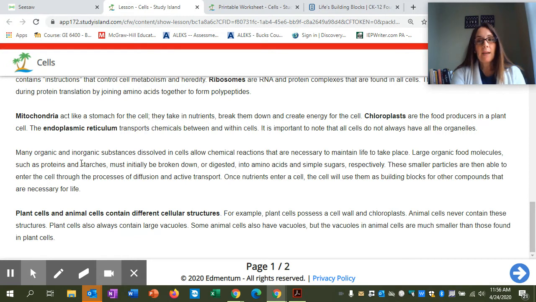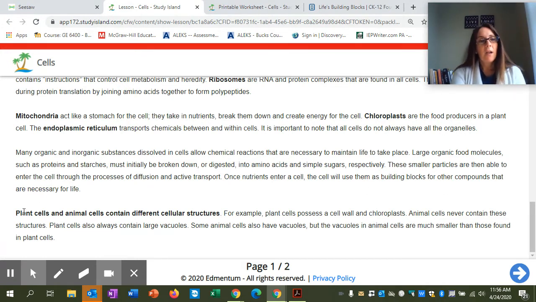Many organic and inorganic substances dissolved in cells allow chemical reactions that are necessary to maintain life to take place. Large organic food molecules, such as proteins and starches, must initially be broken down or digested into amino acids and simple sugars, respectively. These smaller particles are then able to enter the cell through the processes of diffusion and active transport. Once nutrients enter a cell, the cell will use them as building blocks for other compounds that are necessary for life.